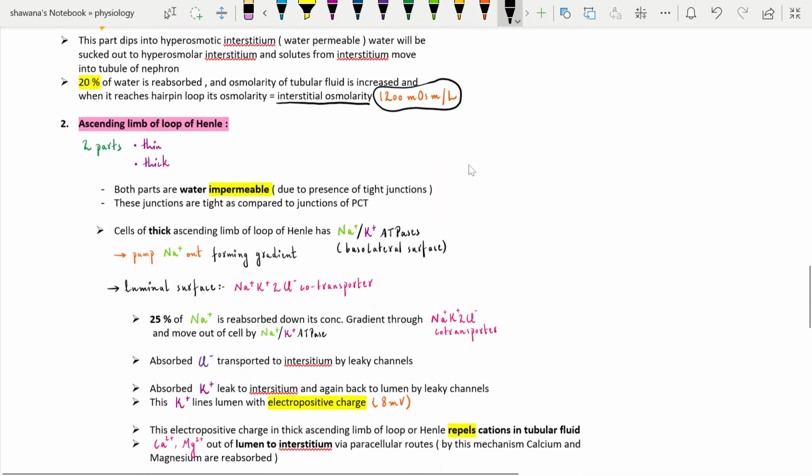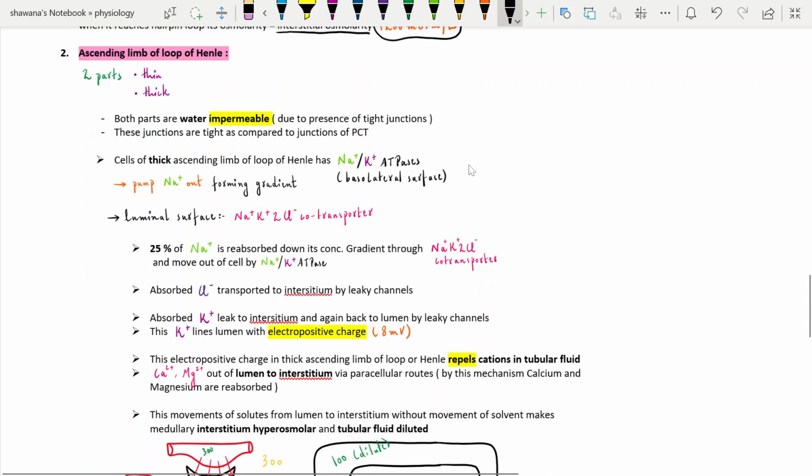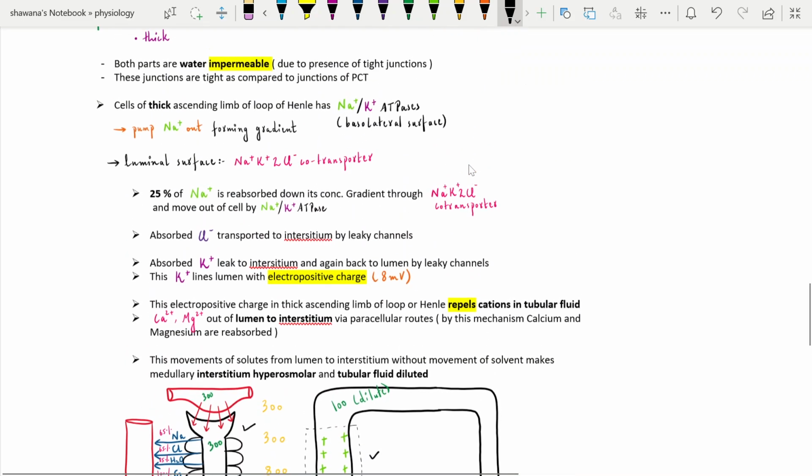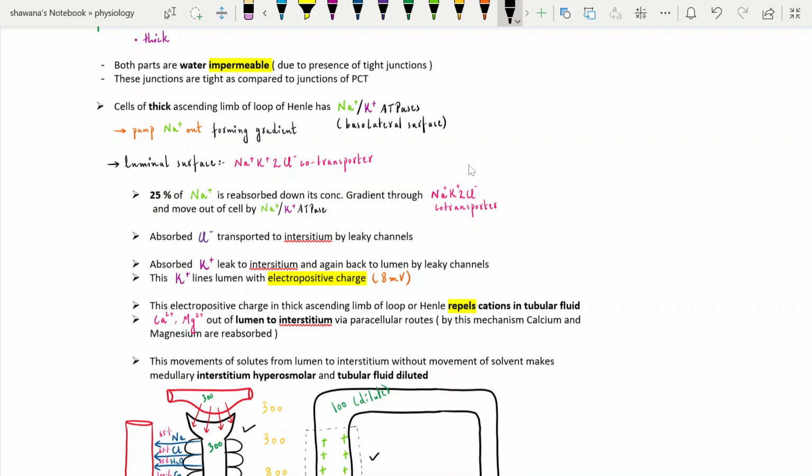As I have told you, the ascending limb of loop of Henle has two parts, the thin part and the thick part of the ascending limb of loop of Henle. And the most important discussion in today's lecture is about this topic.